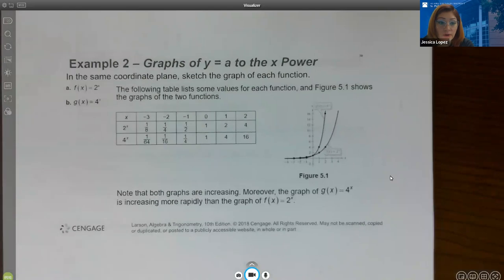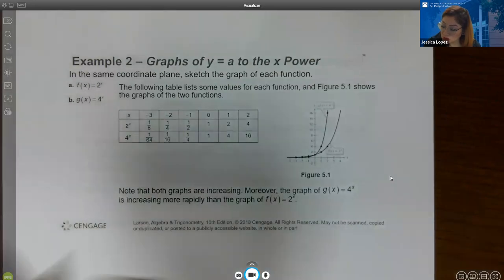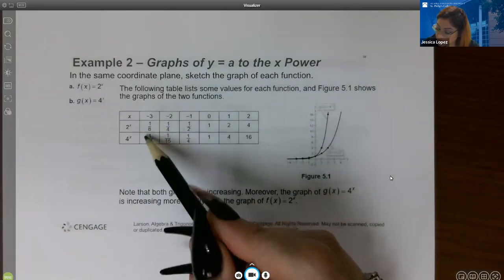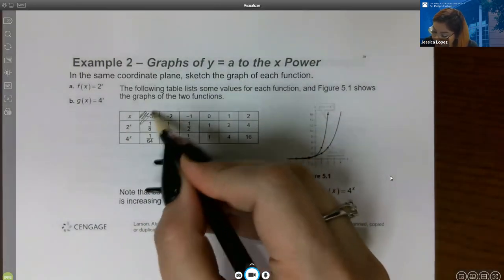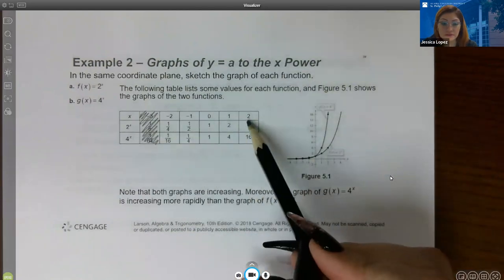Okay. Now, in order for me to graph a function, essentially all you're doing is just plugging in a bunch of x values, plotting those points, and then seeing what the image looks like. Okay. So it looks like they chose to plug in negative 3. I don't know why they did that. I wouldn't have done that. That's just me. I usually like to go negative 2 to positive 2.